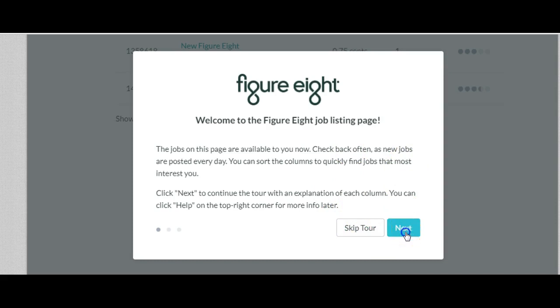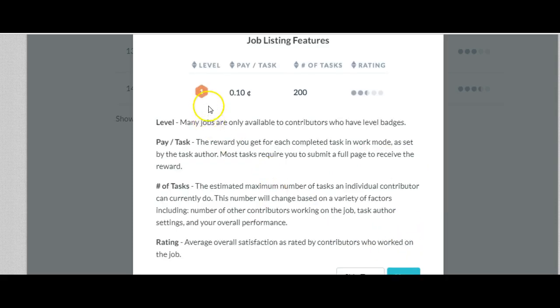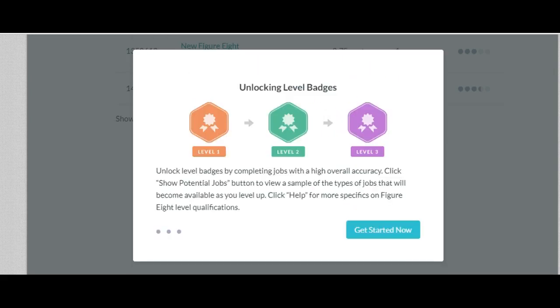And if I just show you here, it'll tell you about the different levels and the different amounts that you get paid per task, the number of tasks that are available, and the rating for the task as well. You do build up your level badges. So if you're starting off as new, then you start at level 0, and the higher you work up on the different levels, then the more you will earn.